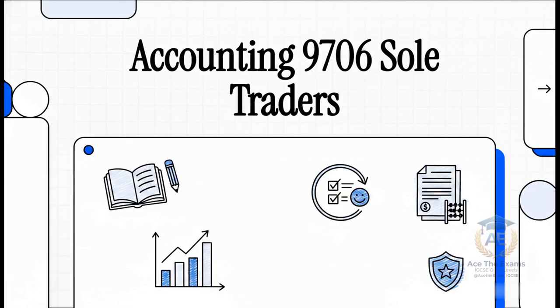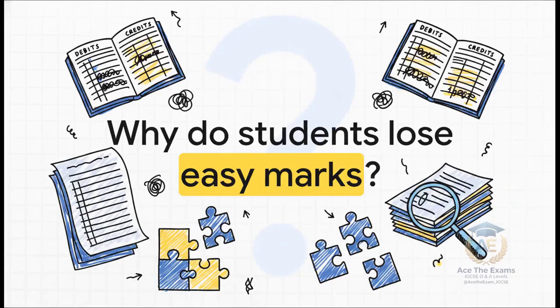We are treating this like a strategic operation. So, let's kick things off with a massive, high-stakes question. Why do students consistently lose easy marks on sole trader statements? What is it about this topic that trips up even the most diligent straight-A candidates?